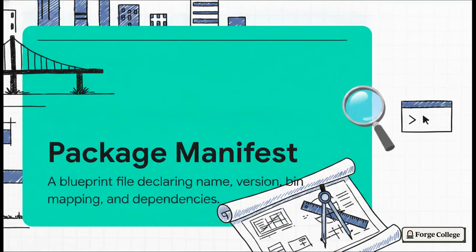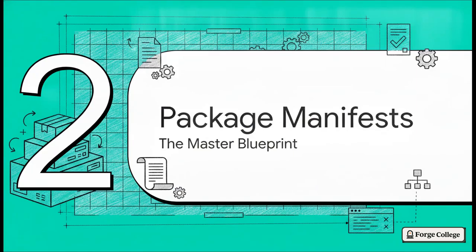Okay, so every solid bridge starts with a master blueprint. In the Node and JavaScript ecosystem, this is your package manifest, typically your package.json file. You can think of this as the absolute single source of truth for your entire project. It boldly declares the name of your tool, its current version, your command scripts, runtime dependencies, and the absolutely crucial bin mapping. Basically, it tells the world exactly what your CLI needs to survive. Section 2. Blueprints, package manifests.